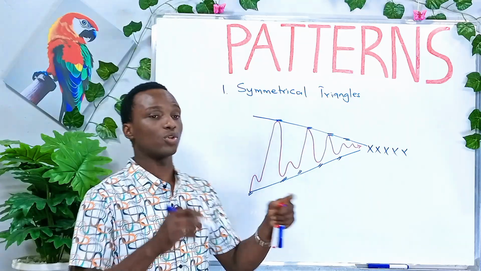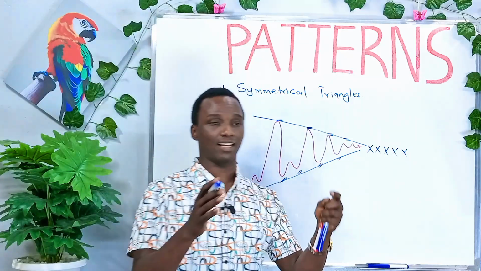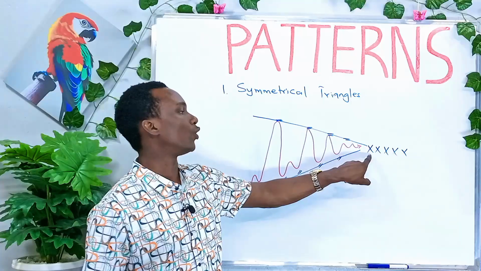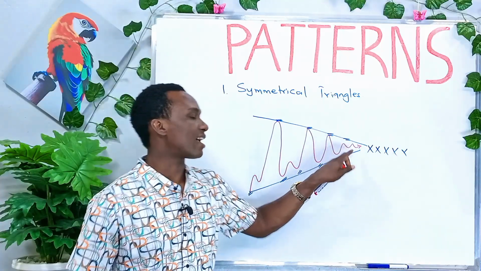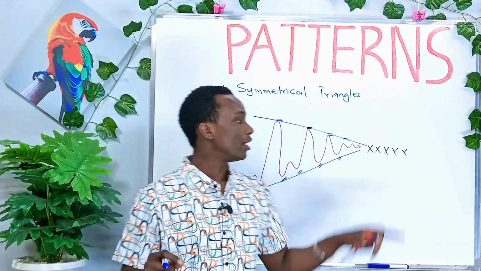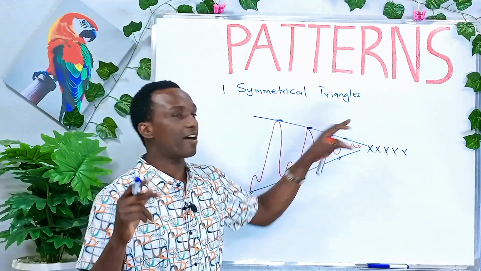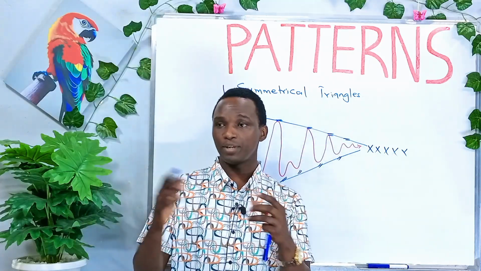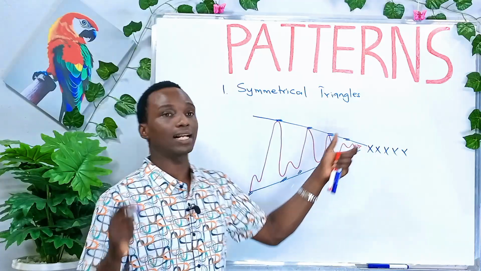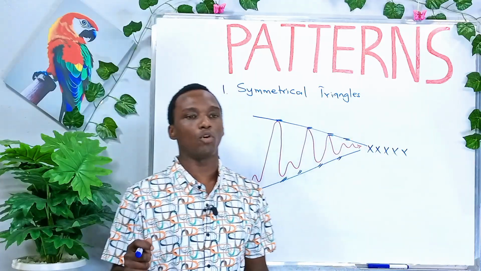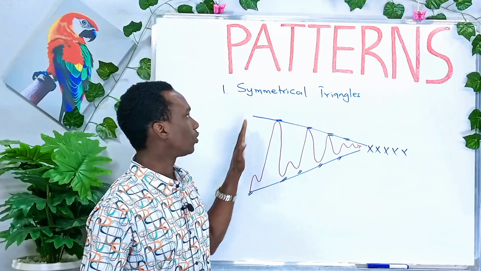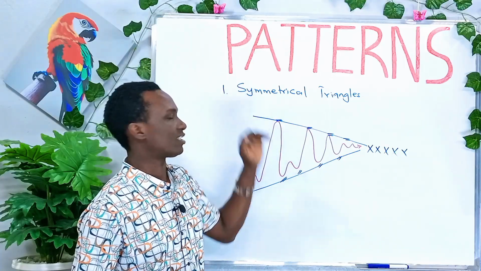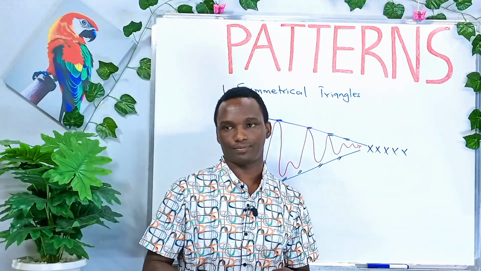Okay, so if this was a battle between buyers and sellers, then this would mean it would be a draw. Neither the buyers nor the sellers have enough strength to push the price further away from each other into a clear identifiable trend. Okay, so this formation will form a symmetrical triangle.